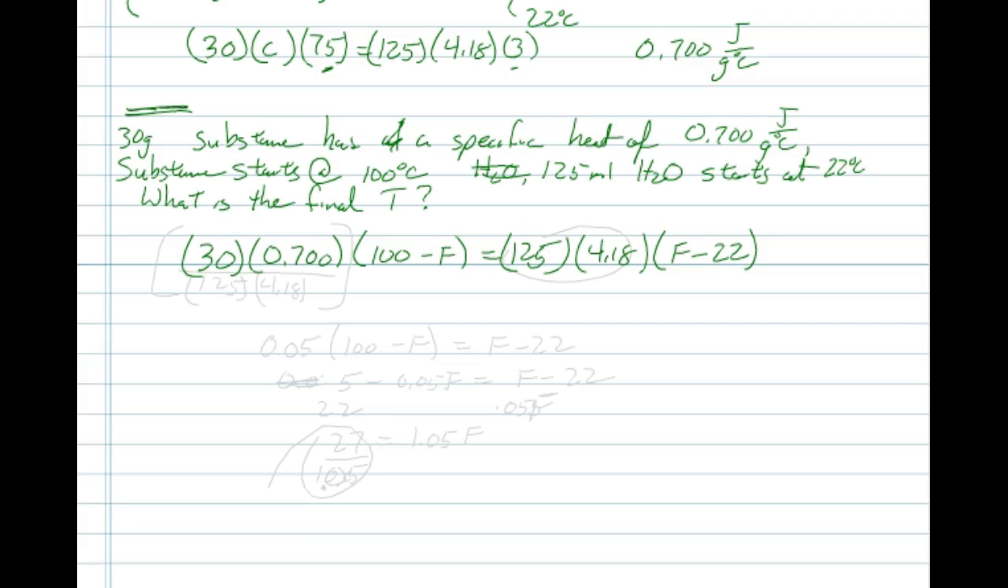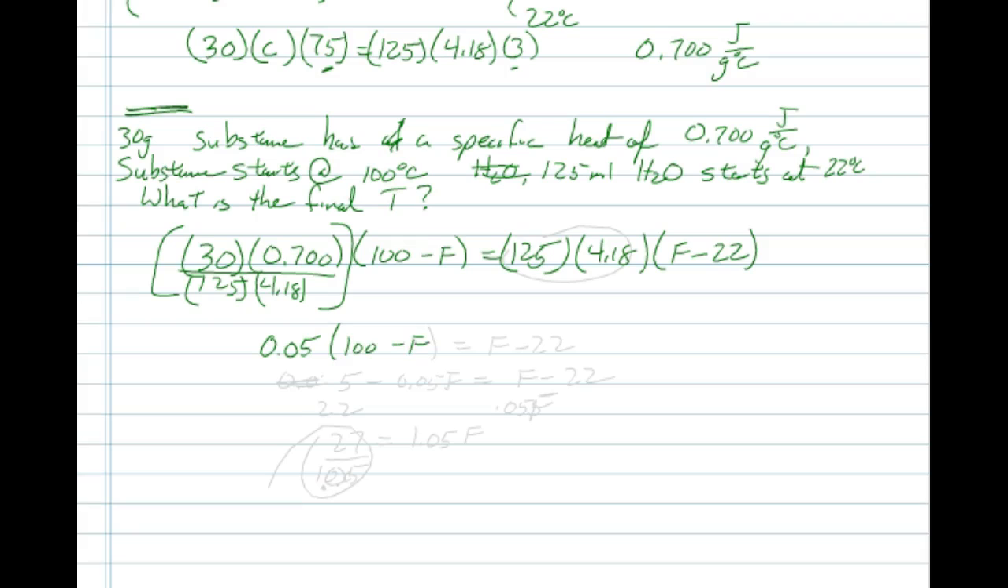What you can do is multiply this together, divide both sides by 125 times 4.18. Find out what that is. That's about a third, fifth, 20. Let's call it, just giving you a number, 0.05. Let's just say that's 0.05.